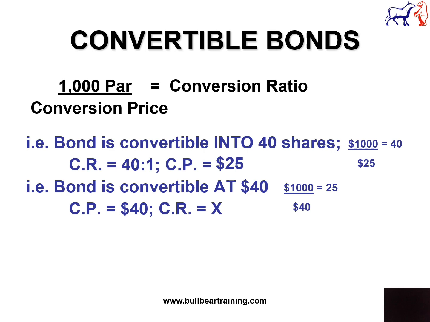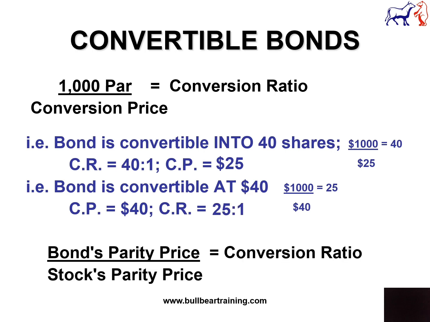We know bonds don't always trade at $1,000. So we have the second formula, which is essentially the same as the first. It's the bond's parity price over the stock's parity price is the conversion ratio.